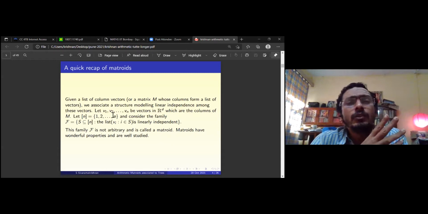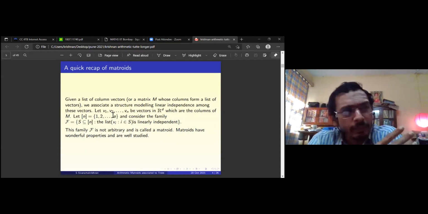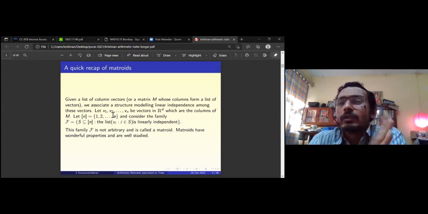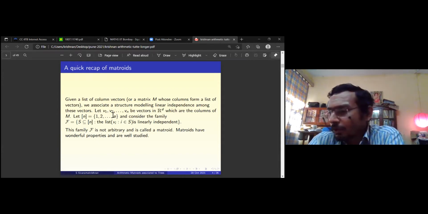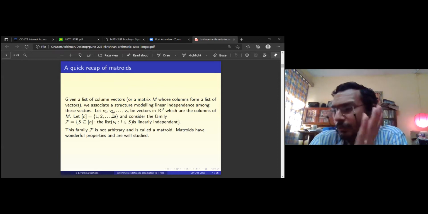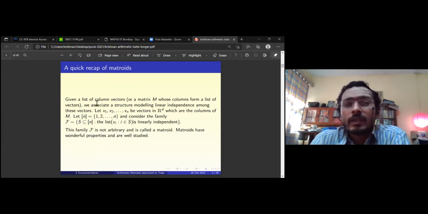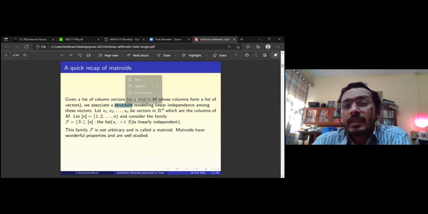Sometimes instead of a list of column vectors, we are given a matrix M whose columns form a list of vectors. So that is also given. I'll go back and forth between these two, and I will not use anything where the order of the columns is important. If you want to find linear independence, the order of the columns will not be important. So given a list of column vectors or a matrix M whose columns we consider, we want to associate some structure which models linear independence among these vectors.